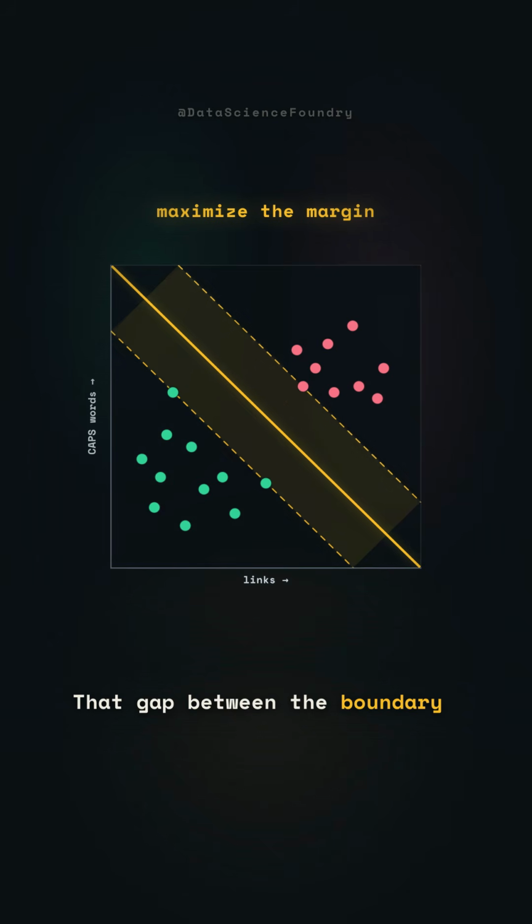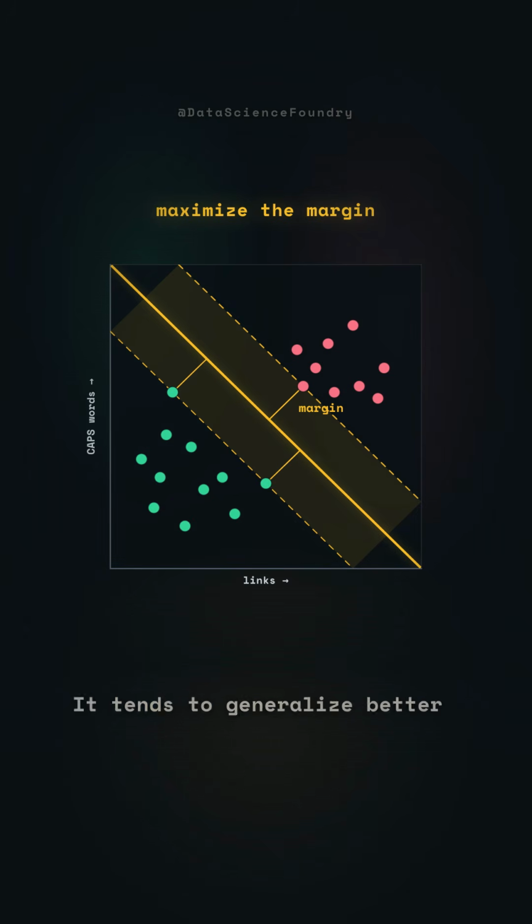That gap between the boundary and the nearest points is the margin, and the SVM makes it as wide as possible. A wide margin means the boundary is decisive. It tends to generalize better to new, unseen points.